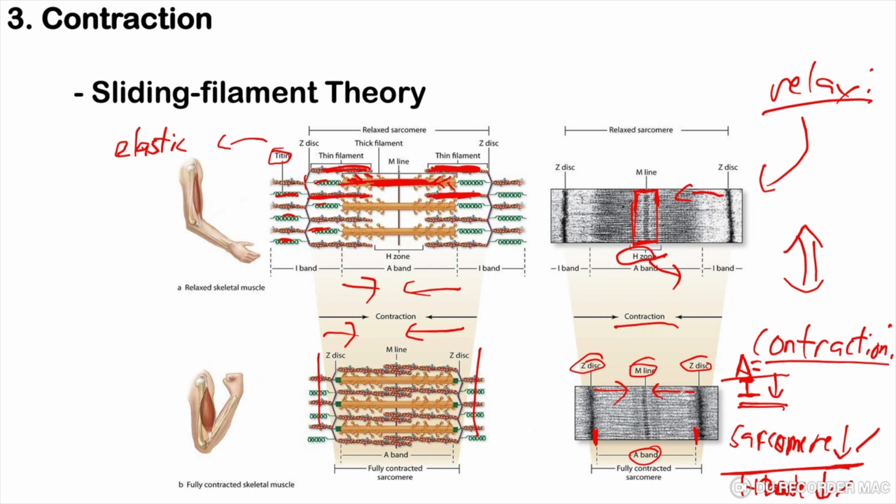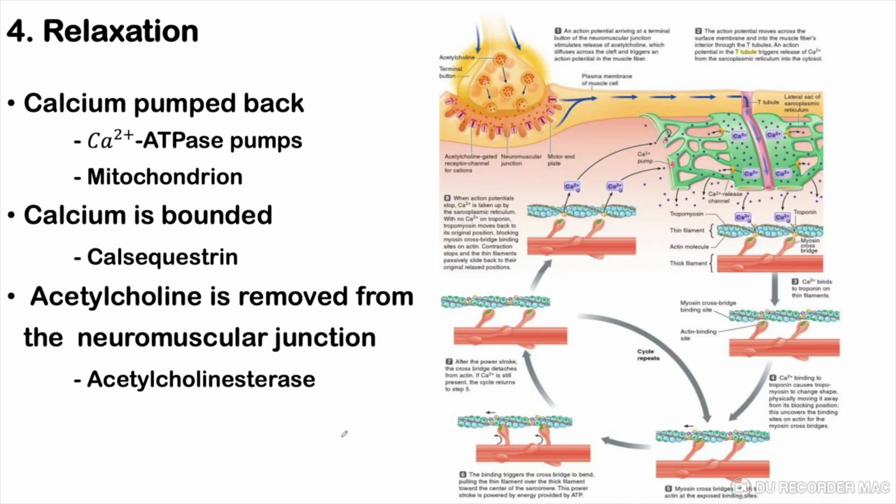Tapos parang nawawala yung I-band mo. Si I-band mo, pwede ding mawala siya kasi nga nag-slide pass-through, or umikli kapag hindi fully contracted. Pero yung A-band mo dyan will stay the same no matter what, kasi hanggang dyan lang siya mag-move, hanggang dun lang sa thick filament na yan. Okay? So that's the contraction phase, sliding filament theory.